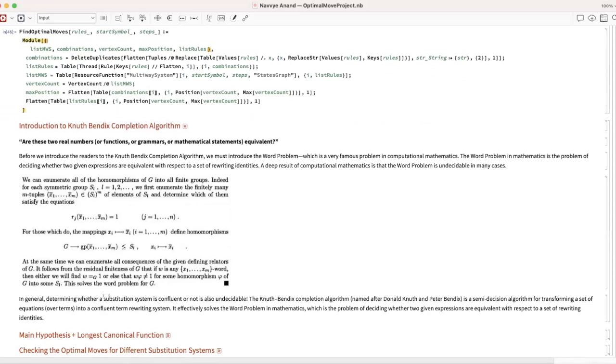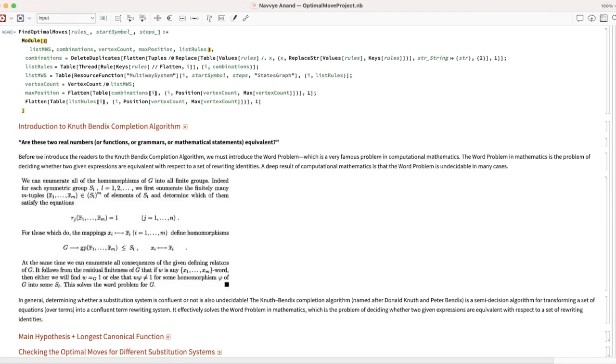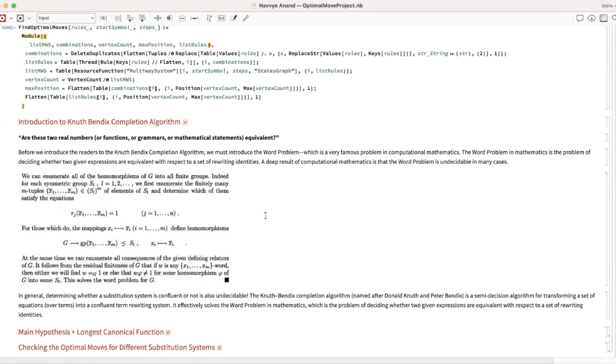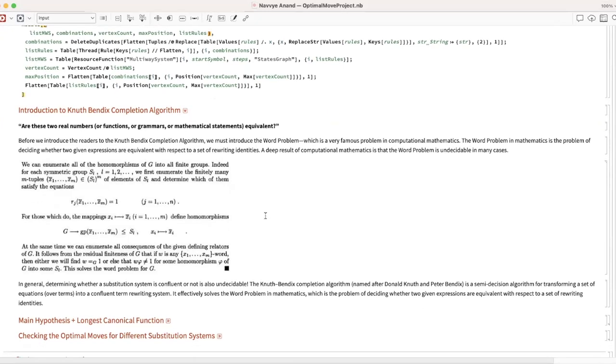Moreover, in general, determining whether a substitution system is confluent or not is also undecidable. But combining these two things, we get quite a beautiful algorithm. The Knuth-Bendix completion algorithm, named after Donald Knuth and Peter Bendix, is a semi-decision algorithm for transforming a set of equations into a confluent term rewriting system. And it effectively solves the word problem in mathematics. Note that this is a semi-decision algorithm, so that does not mean that it works all the time. There are cases where the Knuth-Bendix algorithm will fail, but it works marvelously well for a lot of cases.